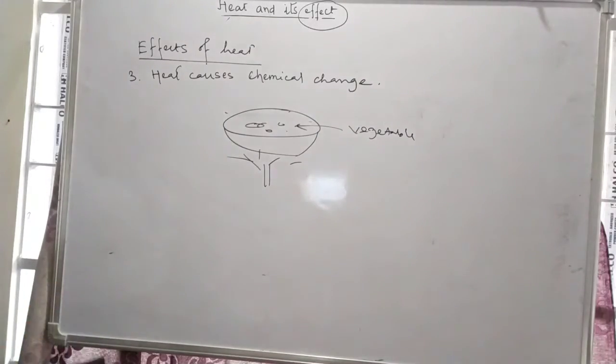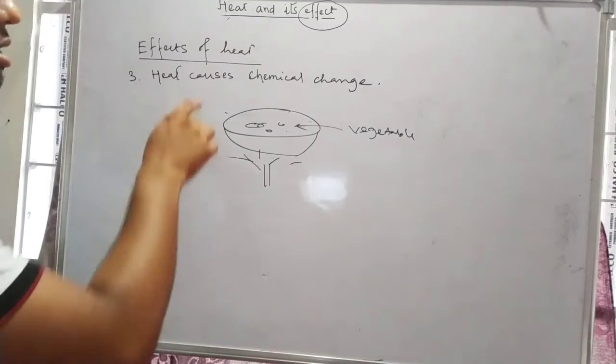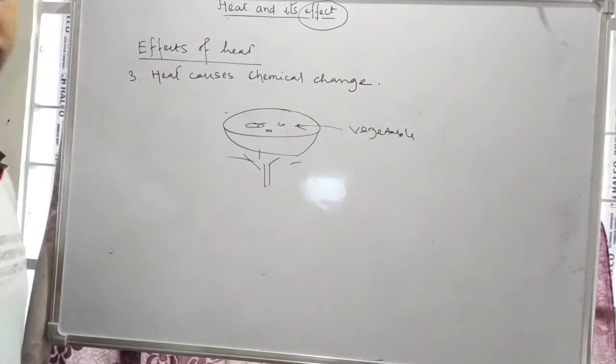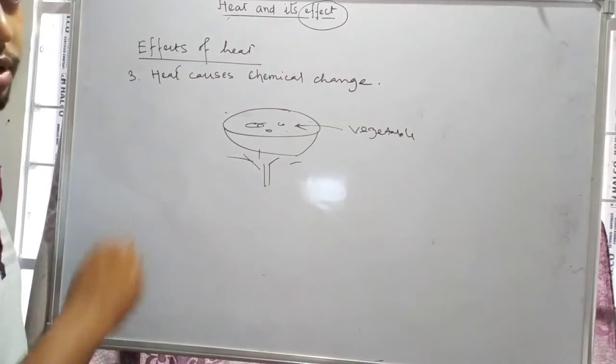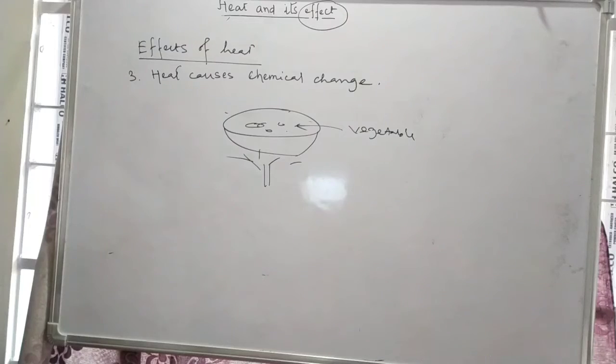So why does the taste become different? Because there are chemical changes in the vegetables, and these chemical changes occur due to the application of heat. Okay. So in this way, heat helps in changing an object chemically.